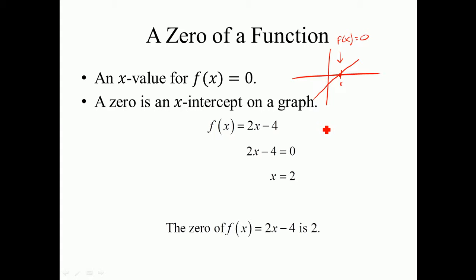Another example: say I have f of x equals 3x plus 9, and I want to find the 0 of that function. All I do is set this function equal to 0. From there, I solve for x, and once I solve for x, I should get that x is equal to negative 3. So what that means is negative 3 is a 0 of that function.